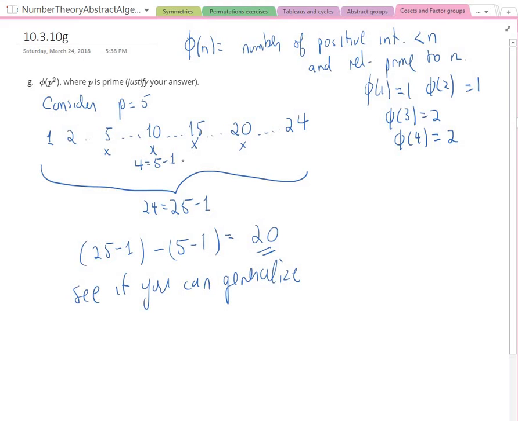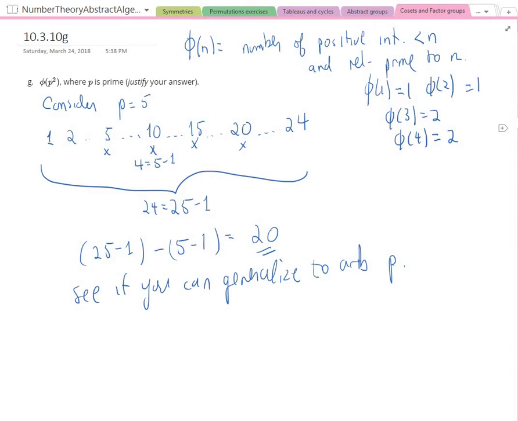The 4 is 5 minus 1. Why? Because I have the first multiple of 5, second multiple, third multiple, fourth multiple. The fifth multiple of 5 is 25, so I'm not counting that. So here I have 24 numbers, and I subtract 4, so it's 25 minus 1 minus 5 minus 1, and the result is 20. So see if you can generalize to an arbitrary prime. Okay, you can use the same reasoning.